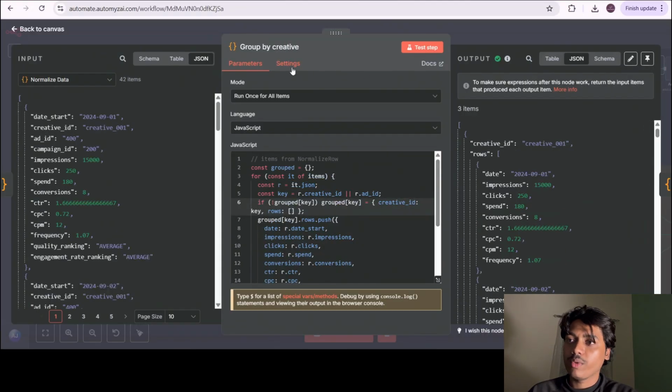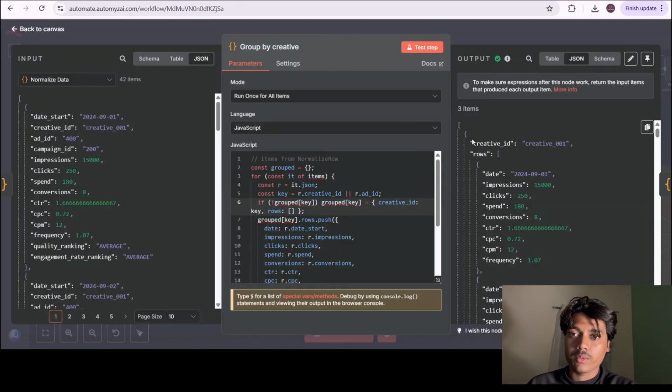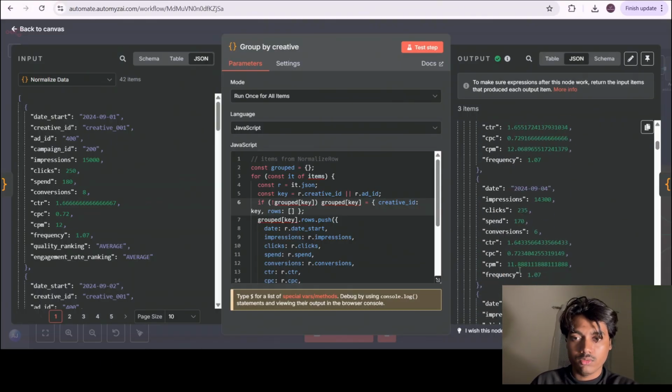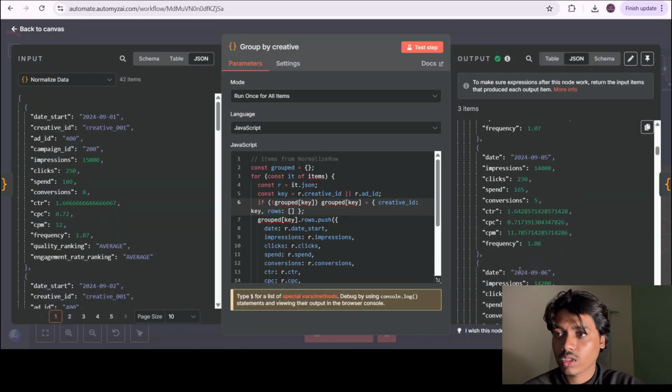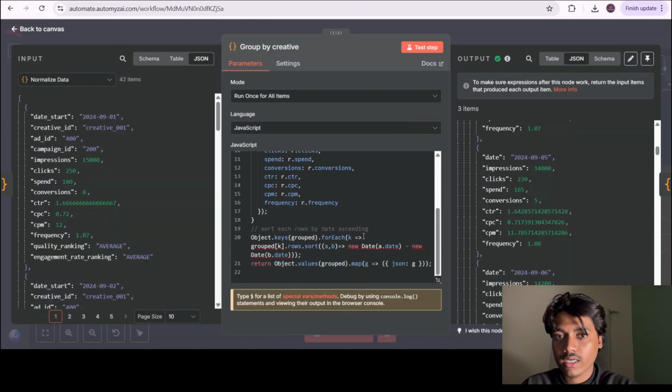Next, we are grouping all the creatives by ID, so that we can have the information related to that creative. For creative ID 1, these are all the rows which we have created using this group by creatives. So for the creative ID, this is the data. Similarly, for creative 2 and creative 3, it has created the groups. For that, we have used this code. We have just grouped it by its creative ID.